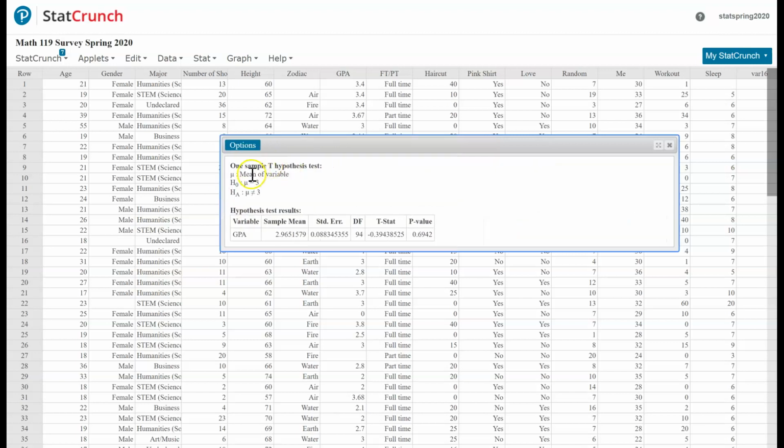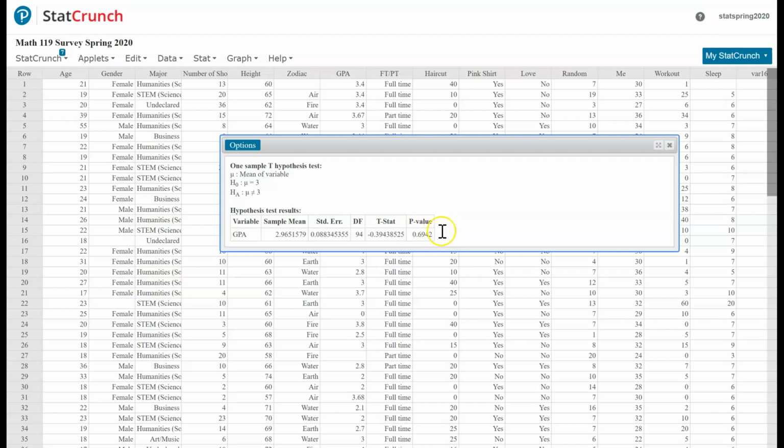So here you have the mean of the variable. You have your H0 and your HA. And then you have your sample mean. So basically, when I took the mean of all of this column, I ended up getting 2.9. My test statistic was negative 0.39. And my p-value was large, 0.69.